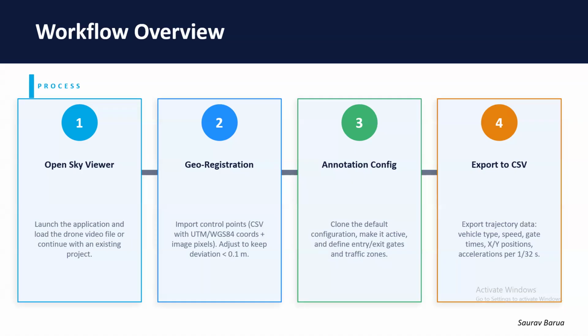Then we have to clone the annotation configuration and edit it so that we can assign entry, exit, gate, and traffic zones. And lastly, we have to export the trajectory data: vehicle type, speed, gate times, XY position, and acceleration. All the vehicle position, speed, and acceleration information will be given in 1/32 second, not 1/30 second.